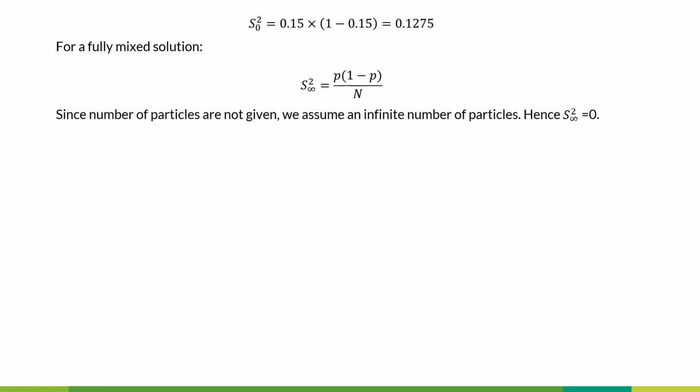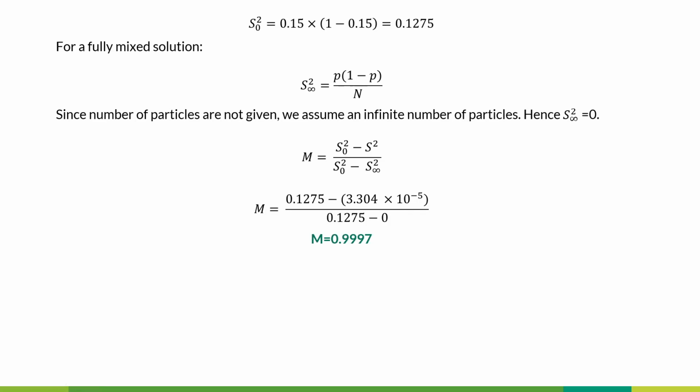So now you have S square that you calculated from the table, S naught square from here, and S infinity square as 0. From there you can just directly plug in the values inside the equation and calculate the mixing index or M. So mixing index is equal to 0.1275, which is S naught square, minus S square that we calculated in the previous slide, which is 3.304 into 10 power minus 5, divided by S naught square minus S infinity square, which is 0. So M comes out to be 0.9997, and hence the answer to this question is option B.